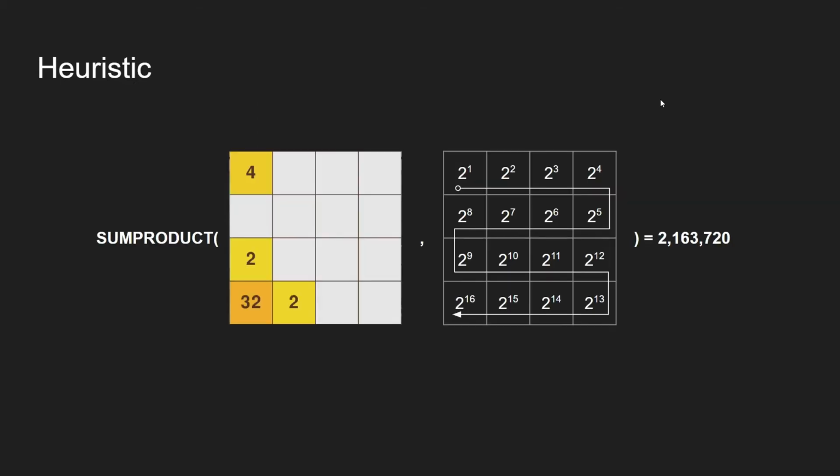We can use a sum product with a given board state and increasing powers of 2 to give higher weight along the snake shape. For this example, our AI is going to reward having a 4 next to the 32 and 2s following on the bottom row. Now that we understand Expectiminimax and our heuristic, let's implement it in our game.